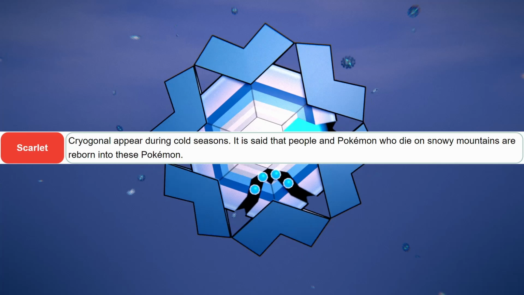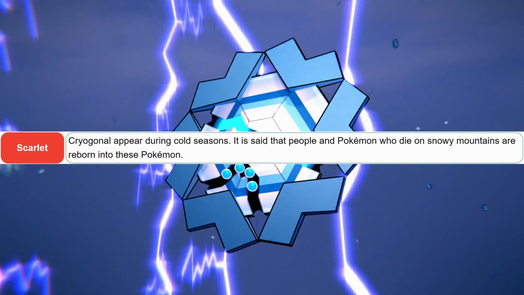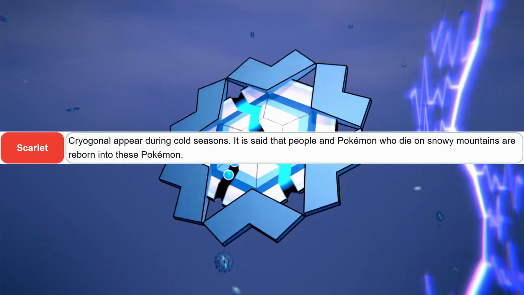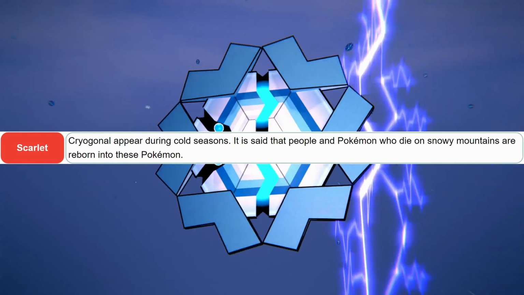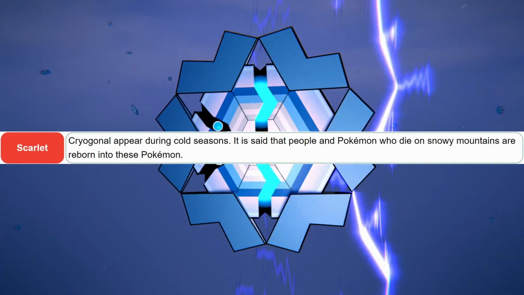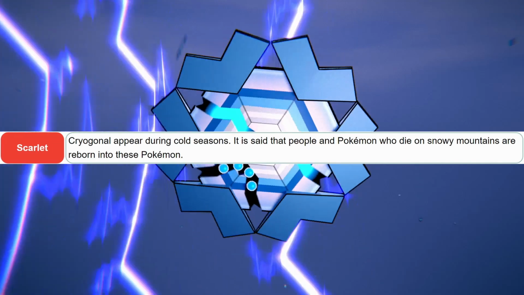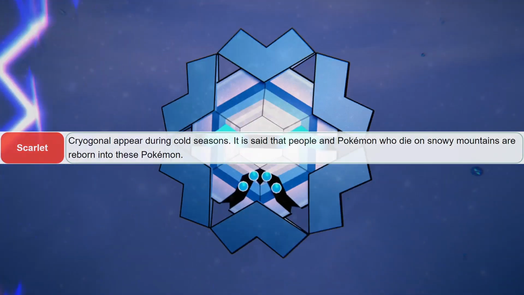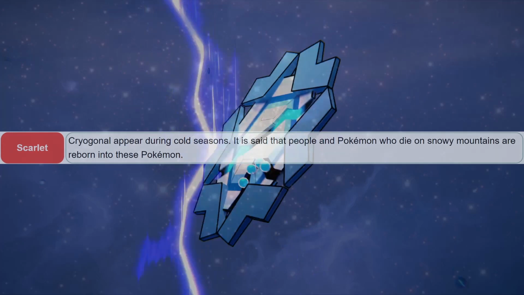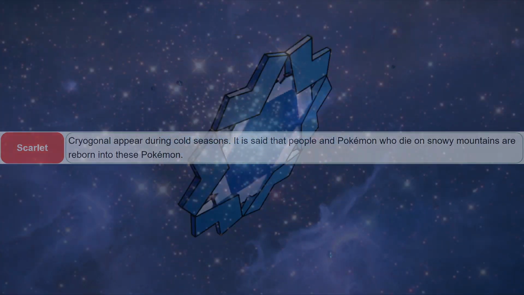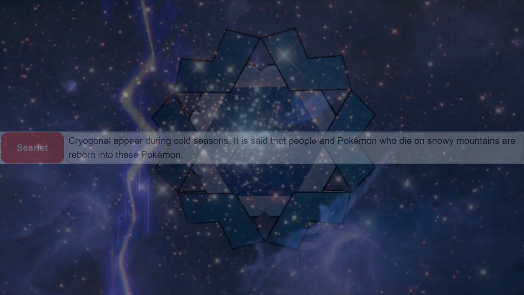In the Pokédex, it says that people and Pokémon who die on snowy mountains are reborn into these Pokémon. Are we all just dust then? We are. We are stardust.